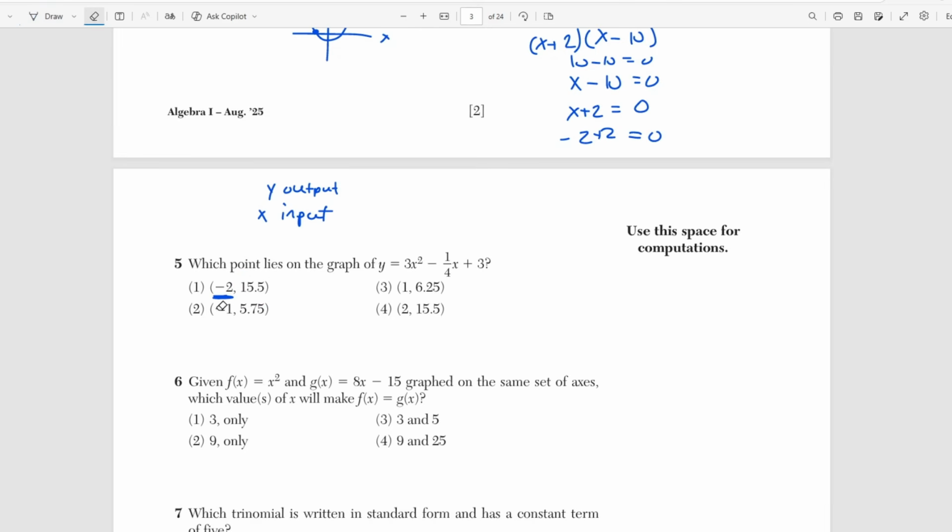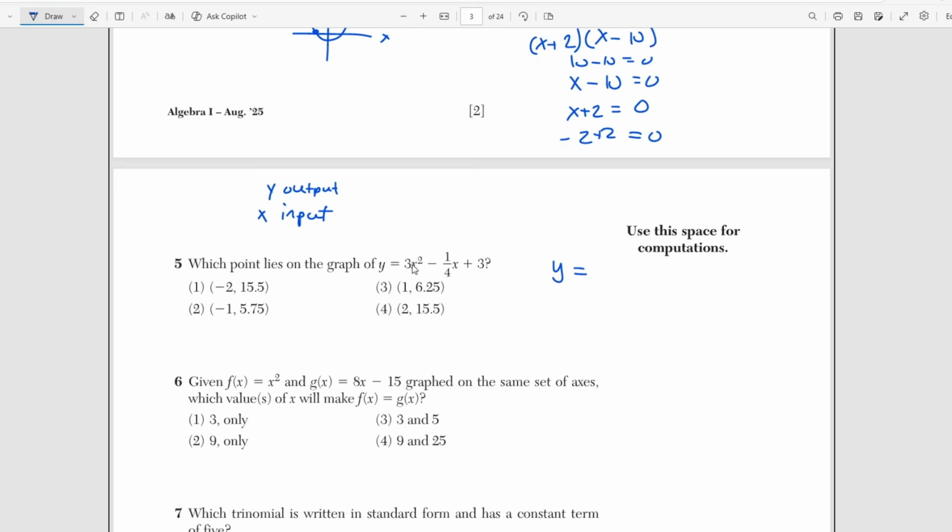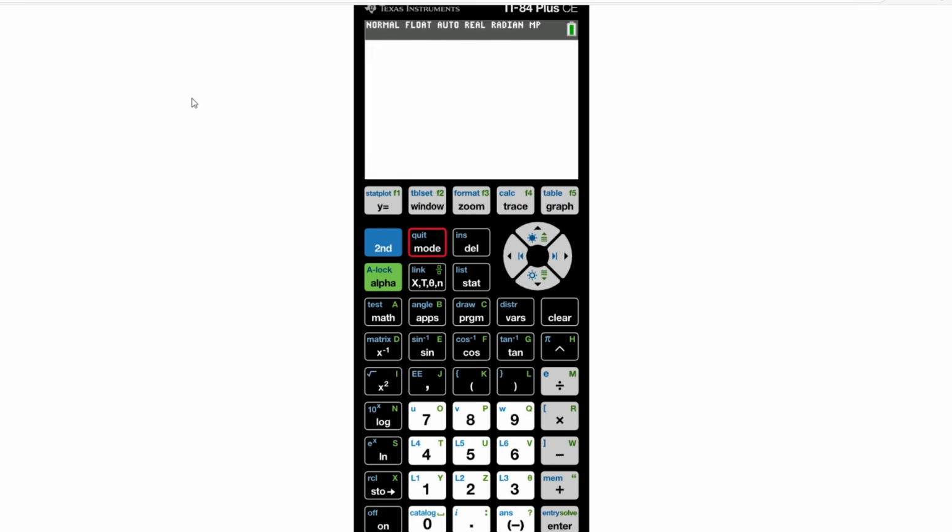So the way we solve this is just we plug in all of the x inputs, and then we see which one matches with the y output. So, for example, if I have the equation y equals 3x squared minus 1/4 x plus 3, I'm going to plug in negative 2. So I'm going to go ahead and do 3 times, in parentheses, negative 2 squared minus 1/4 times, in parentheses, negative 2 plus 3. And that's going to give me 31/2.